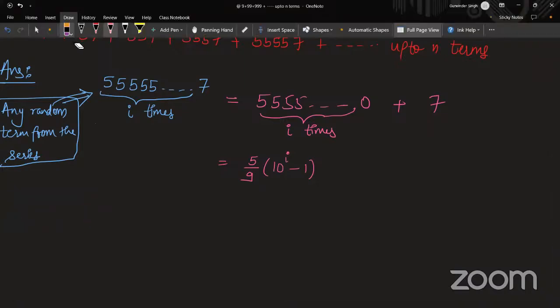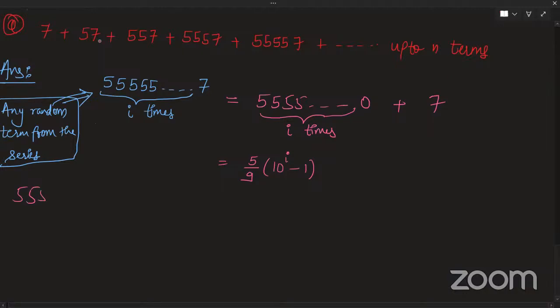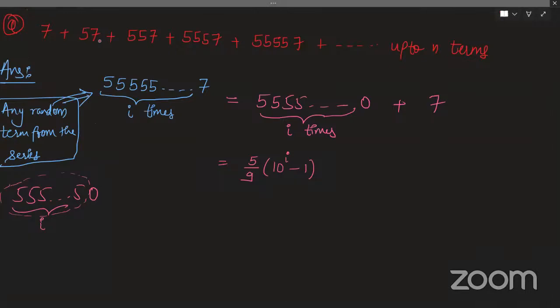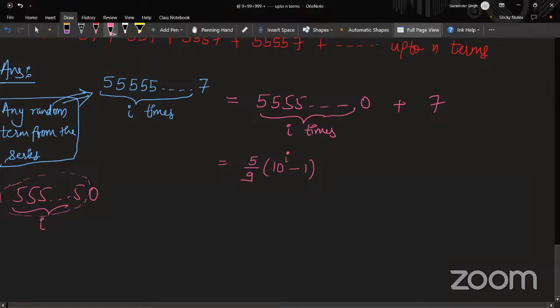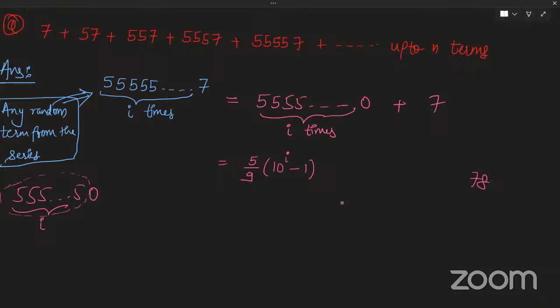See, I am just telling you. It is 5 5 5 5, 5 is coming i times. Okay, and at last you have a 0. So when do you get a 0 at the last of any number? You know the value of this number, and you have a 0 at its last. So just think, when is that possible? I give you any number, like 7 multiplied by 10.